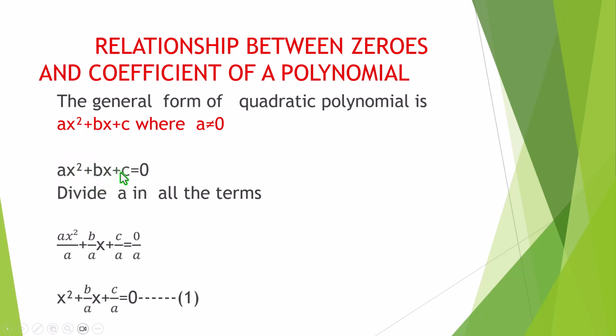ax square plus bx plus c is equal to 0. Divide all the terms by a. That is, ax square by a plus b by a x plus c by a is equal to 0 by a. Then a cancels, and we get x square plus b upon a x plus c upon a is equal to 0. This is equation 1.